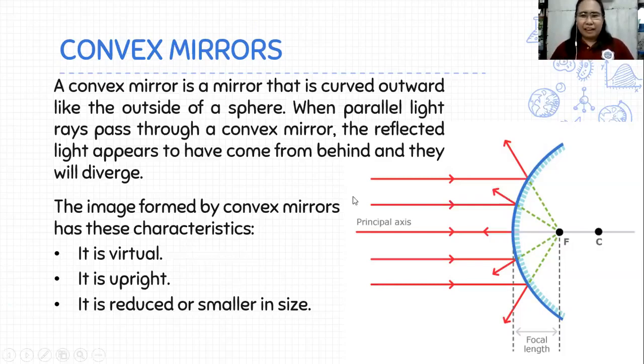So, nakikita natin that the bounced light rays are diverging, but they are seen to meet at a certain point behind the mirror. So, dito sa focus sa likod ng mirror naman, pagdating sa convex mirror. Thus, the image formed by a convex mirror has these characteristics. It is virtual, upright, and reduced or smaller.